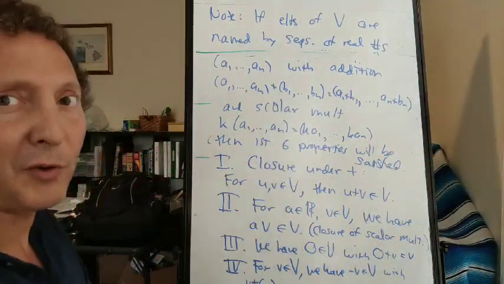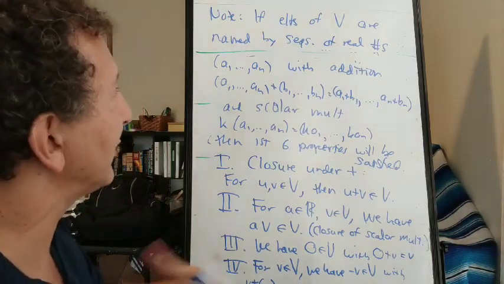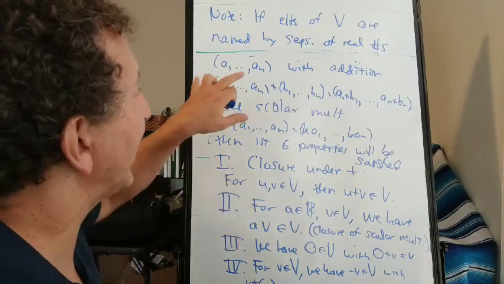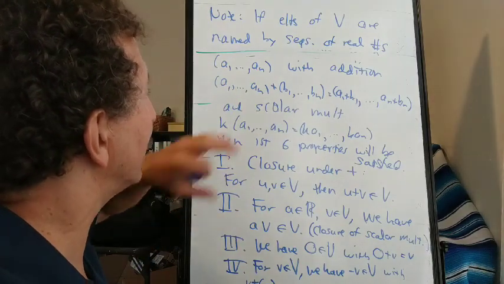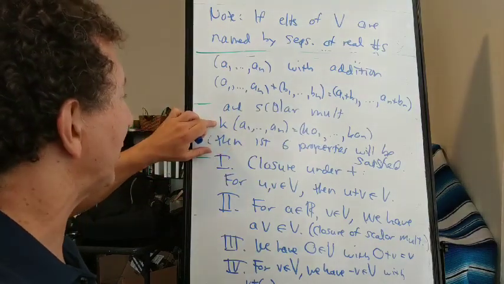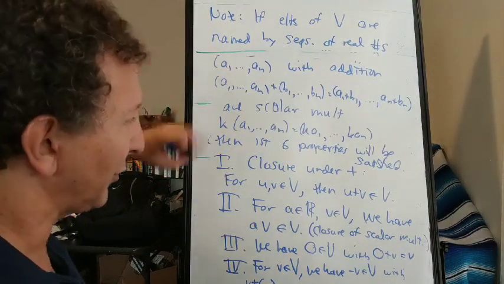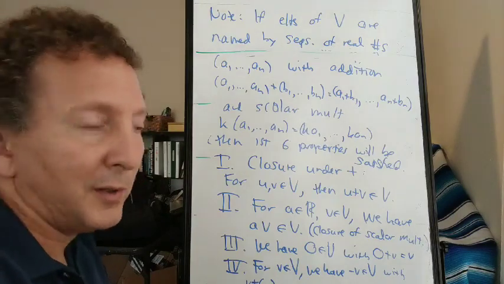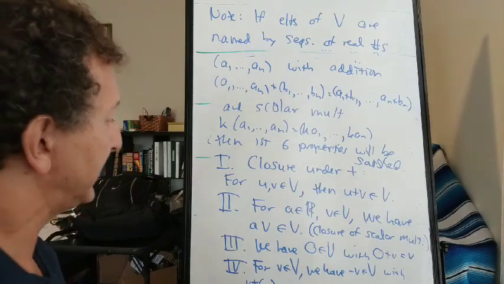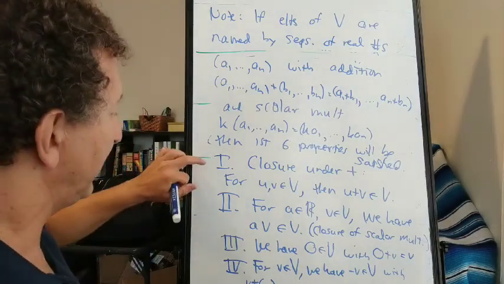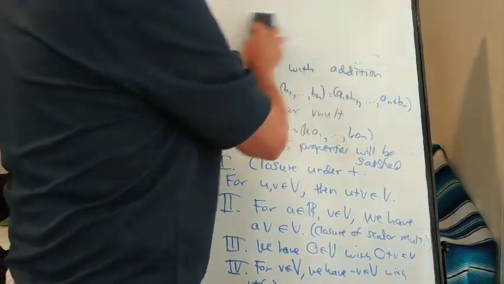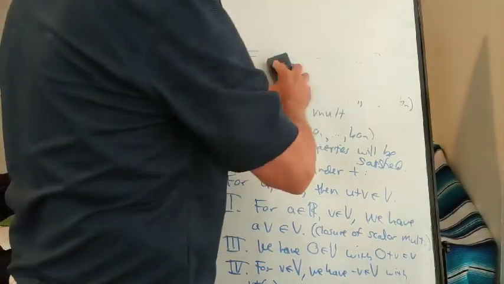Now that's going to be almost all the time, which is why I don't want to dwell too much on the first 6 properties. Because whenever you're adding corresponding components and multiplying all components by a scalar, those first 6 properties just follow from the fact that you're working with real numbers and addition and multiplication. But the next 4 properties, the important ones, might or might not be satisfied depending on what the set is.